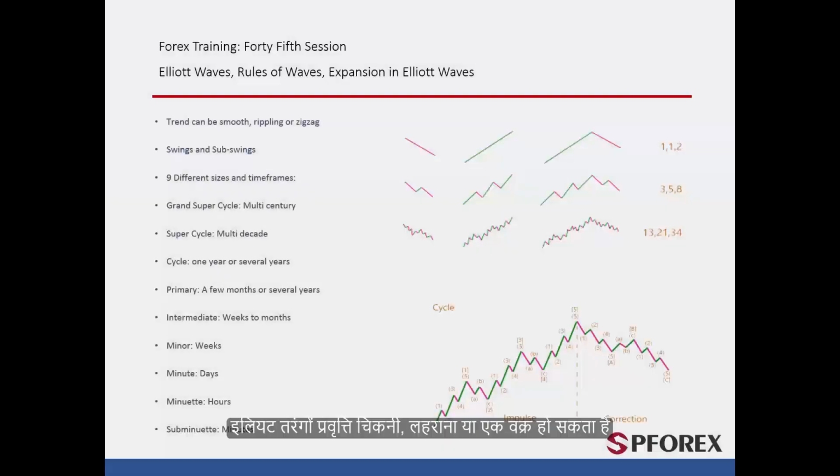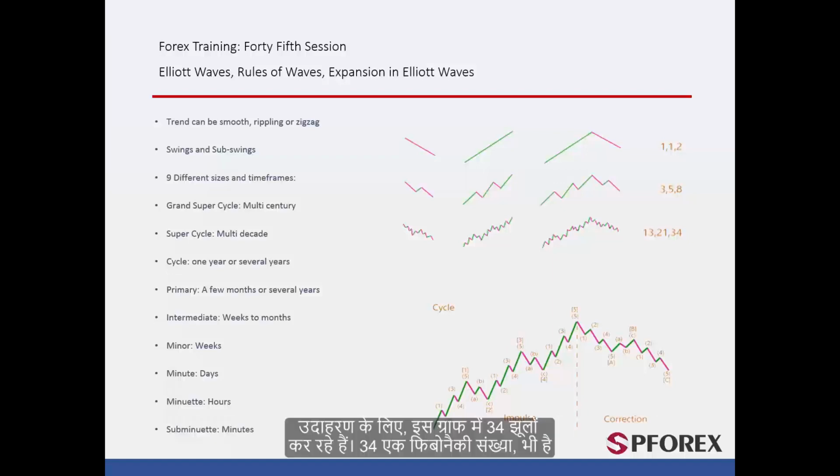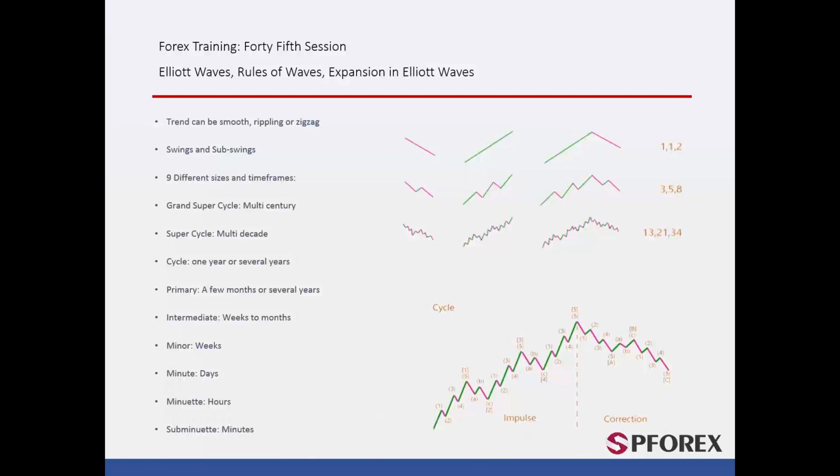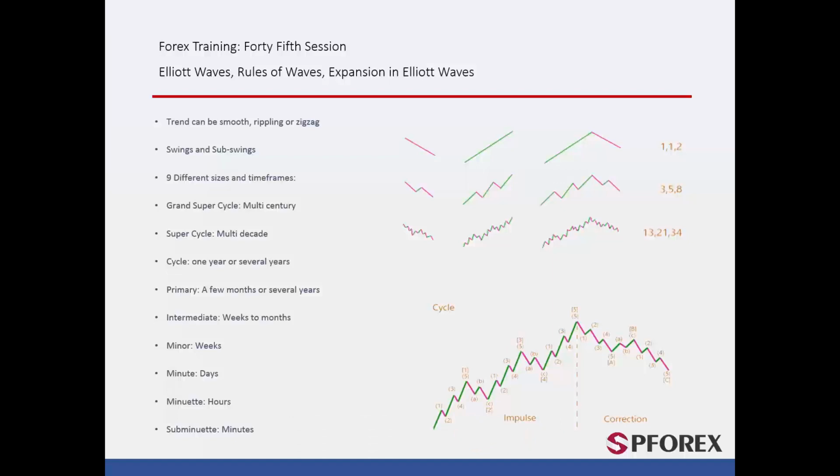Elliot Waves trend can be smooth, rippling or a zigzag. Each swing can include an Elliot Waves pattern in its structure. For instance, in this graph there are 34 swings. 34 is a Fibonacci number too. Swings can be classified into 9 categories on the basis of their size and time frame.